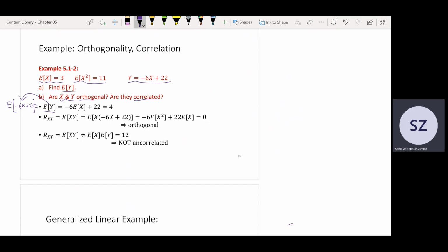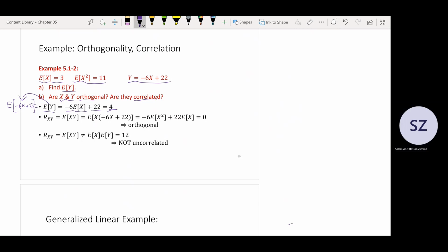We only leave the random value. So the only random thing is the x. And hence it becomes minus 6 because it's constant. We just put it as a product, multiplied by the expected value of x, plus the constant, which is 2. Okay? Now I gave you the expected value of x, it's 3. So basically, just put it in the math, and the expected value of y becomes 4.